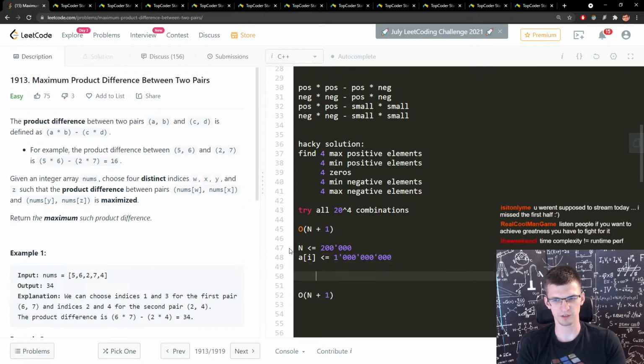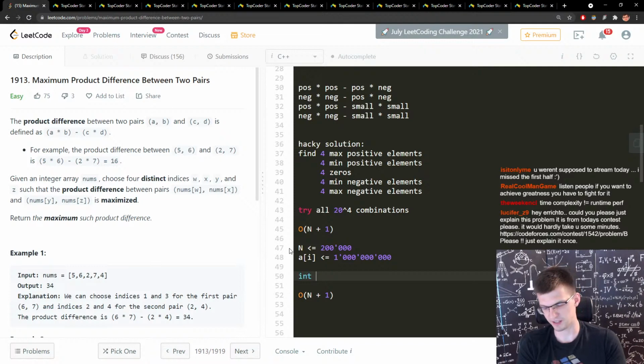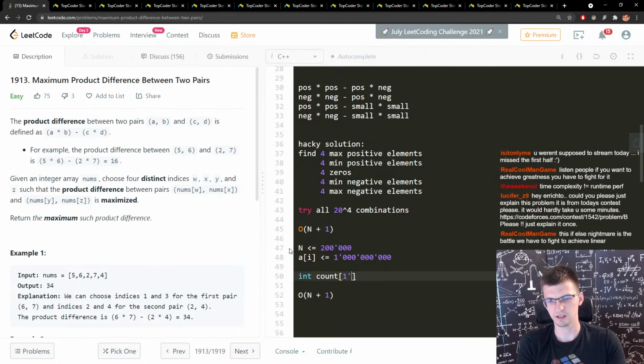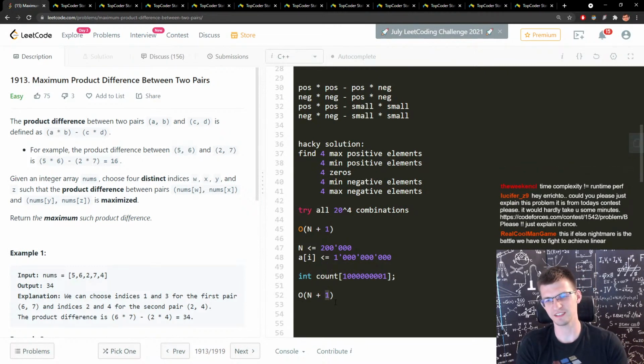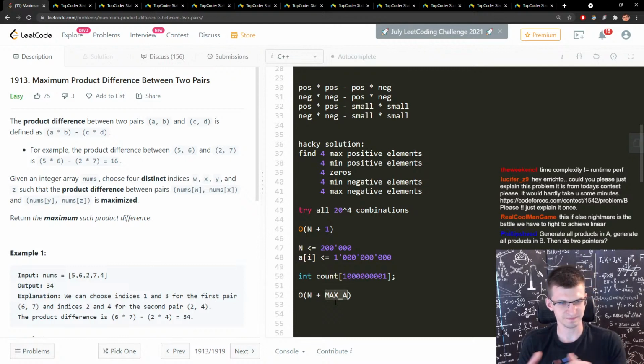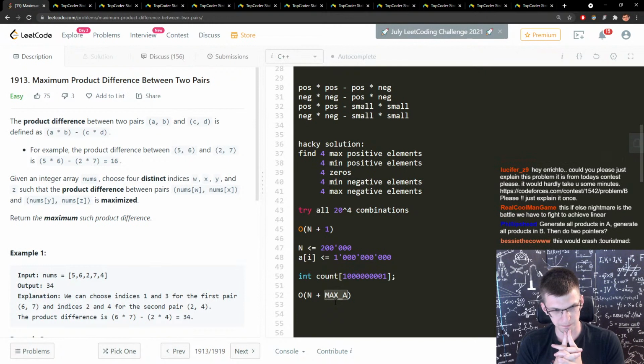If you want to have an array literally like this, let's say count, this is an array that will allow you to count elements from 0 to billion. But you can, on the other hand, argue that this is not constant, this is max a or something like that, where this is a variable as well. Time complexity is not runtime. Yep.